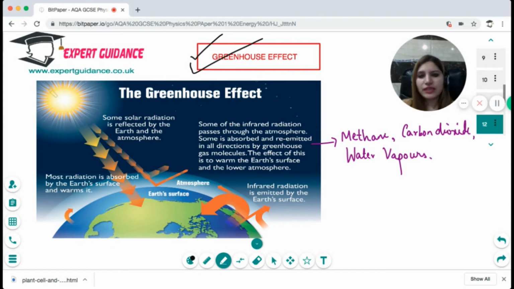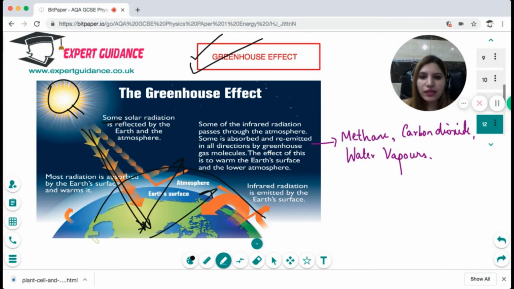Now, what is the greenhouse effect? So, see in this figure, what is happening? The Sun is sending solar radiation onto the Earth's surface. Some of the solar radiation that is coming onto the Earth's surface gets reflected back, right? Now, there is a blanket above the Earth's atmosphere, made of greenhouse gases, which are methane, carbon dioxide, and water vapors. Some of the infrared radiation passes through the atmosphere, some is absorbed and re-emitted in all directions by greenhouse gas molecules.